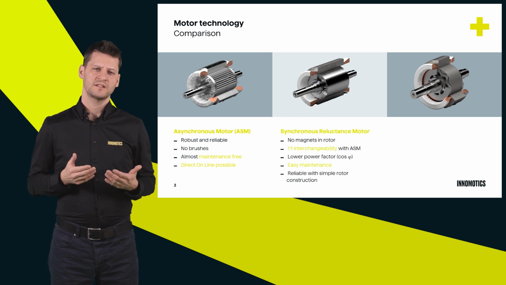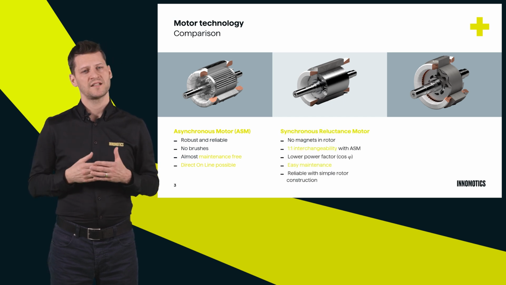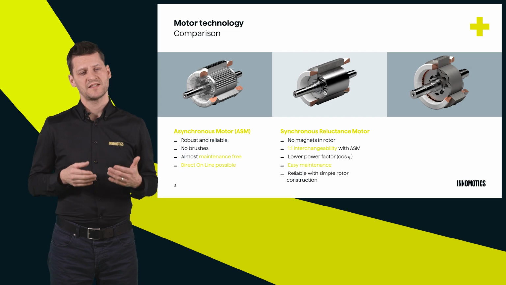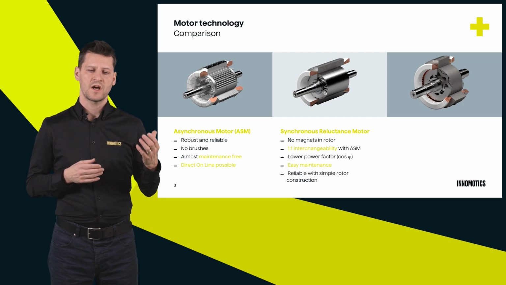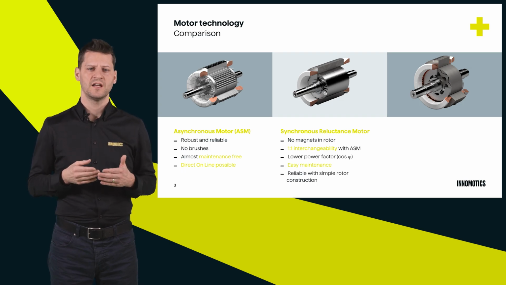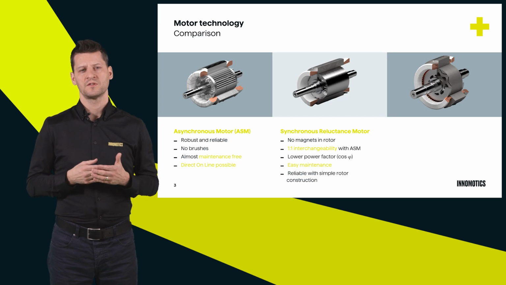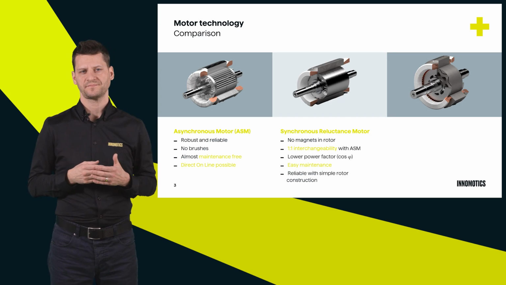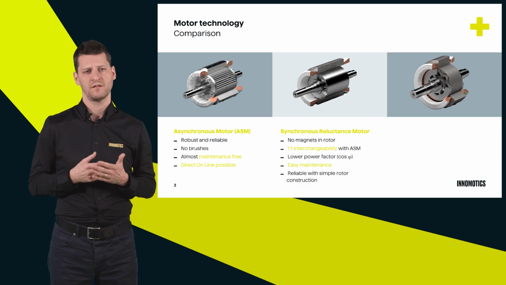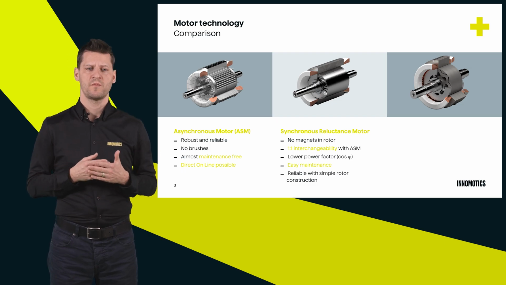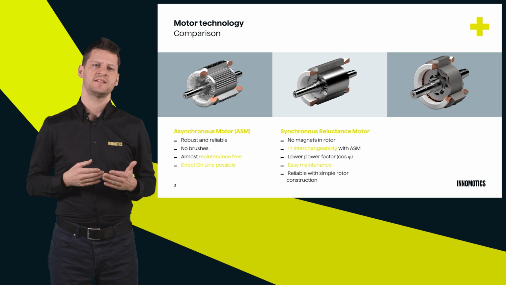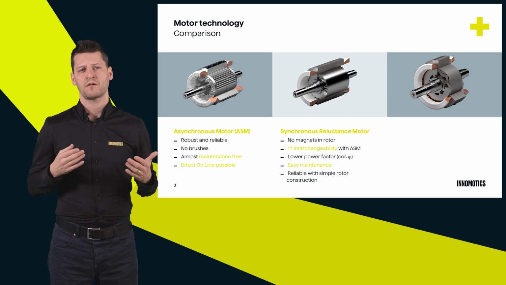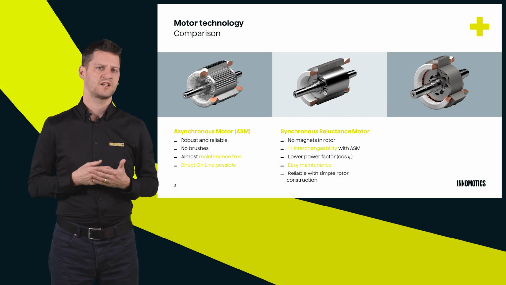The synchronous reluctance motor has no magnets in the rotor. The greatest advantage is the one-to-one interchangeability with old asynchronous motors in, for example, IE2 or IE3 efficiency class. It has low power factor, which is one of the drawbacks, but it has really easy maintenance and they are reliable with simple rotor construction.